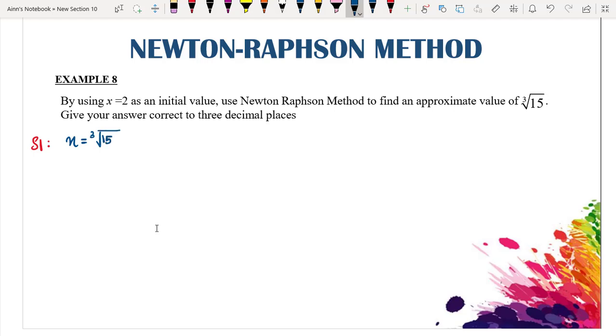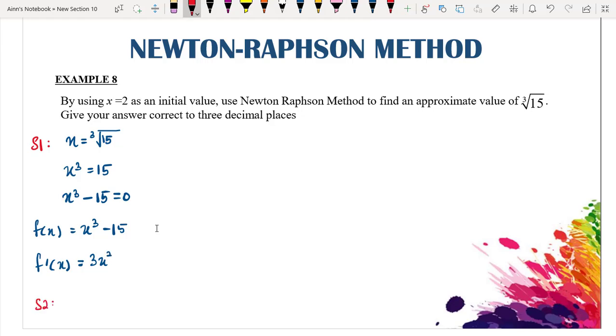So now we rearrange the equation. We will have x cubed equals to 15 and we will have x cubed minus 15 equals to 0. So our f(x) will be x cubed minus 15. The second one, differentiate f(x), we will get 3x squared minus 0. The second step is to find the initial value, which is given in the question. So we have our x0 equals to 2.